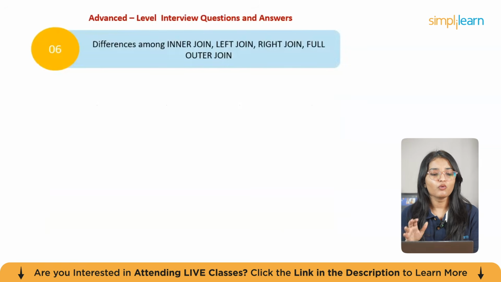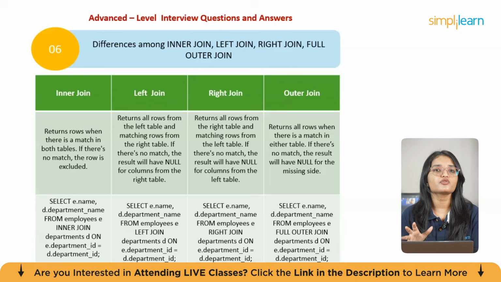Next question is, what are the differences between inner join, left join, right join, and full outer join? The answer is, these join types are used to combine rows from two or more tables based on related columns.